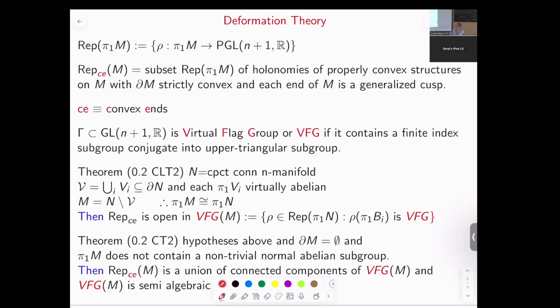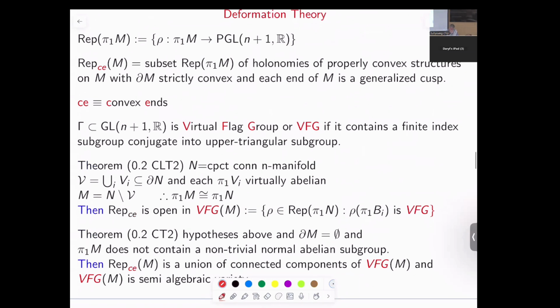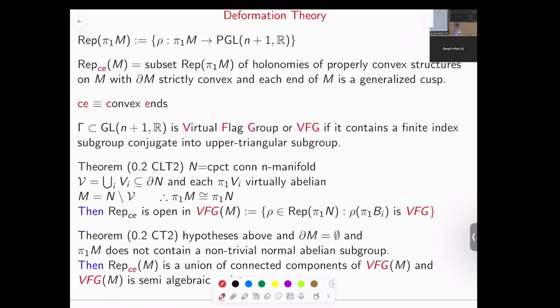Okay, so the basic idea is, if you've got a strictly convex structure and you change the holonomy a little bit, do you have a new strictly convex structure? The deformation theory. So I've got some manifold M, and I'm going to be thinking that Rep_par1 of M means all the homomorphisms of a fundamental group into PGL_{n+1}(R). So M is probably an n-manifold, the manifold of dimension n. So I'm looking at the homomorphisms. That's what Rep_par1 of M is.